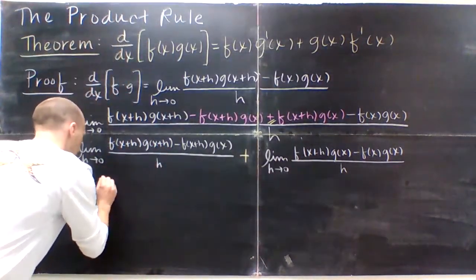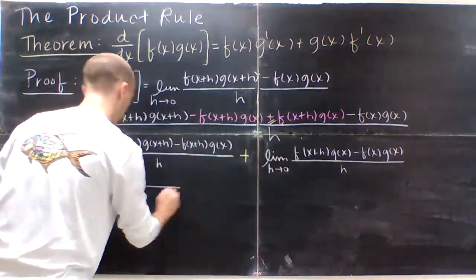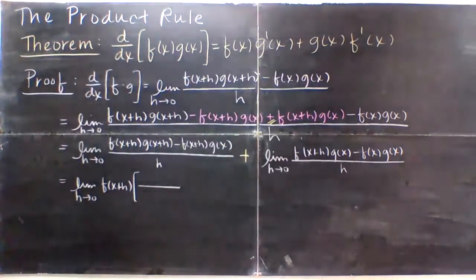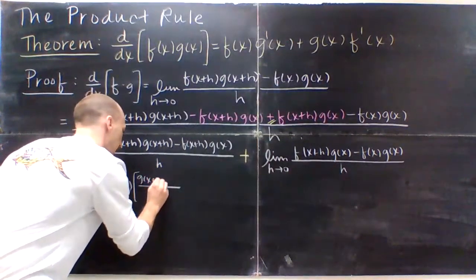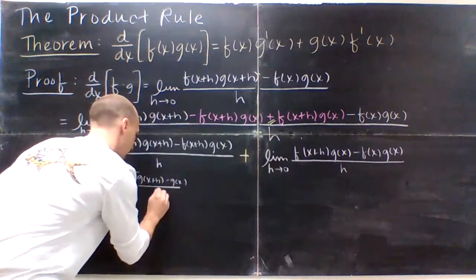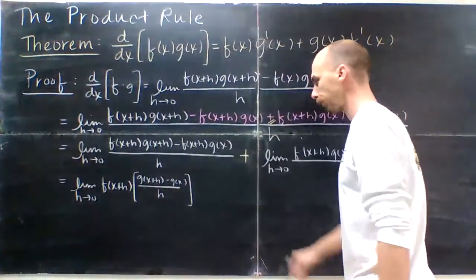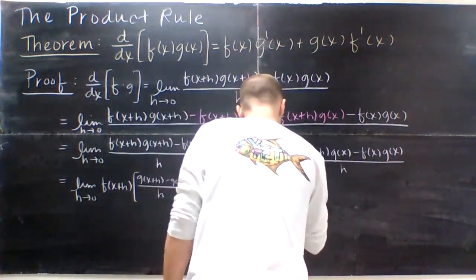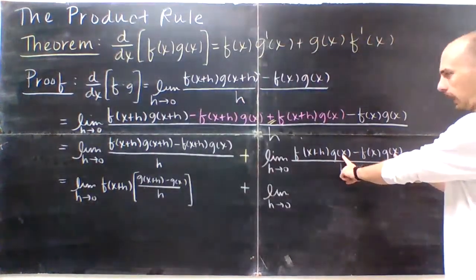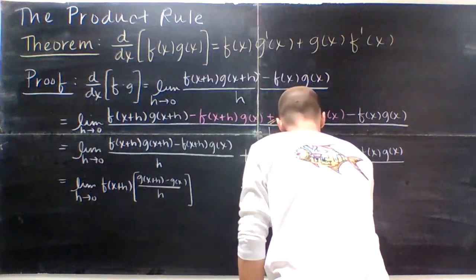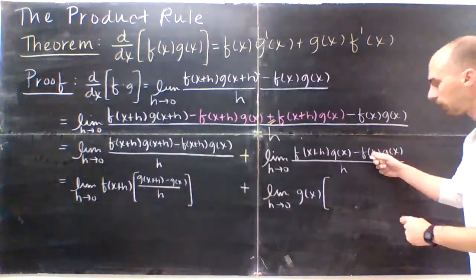So I'll have f of x plus h, and then this fraction will be g of x plus h minus g of x, divided by h. Then I'm going to do the same thing over here. So plus the limit as h approaches 0. Now I'm going to factor out a g of x from both of these terms, and I'm going to be left with f of x plus h minus f of x, divided by h.